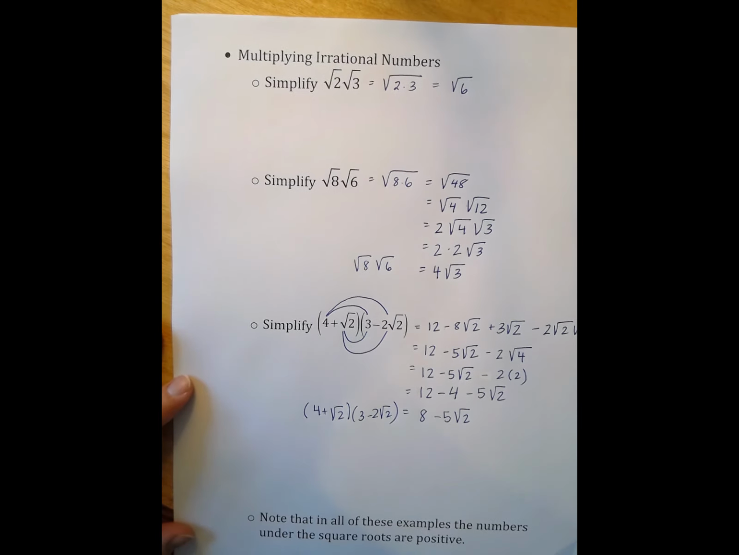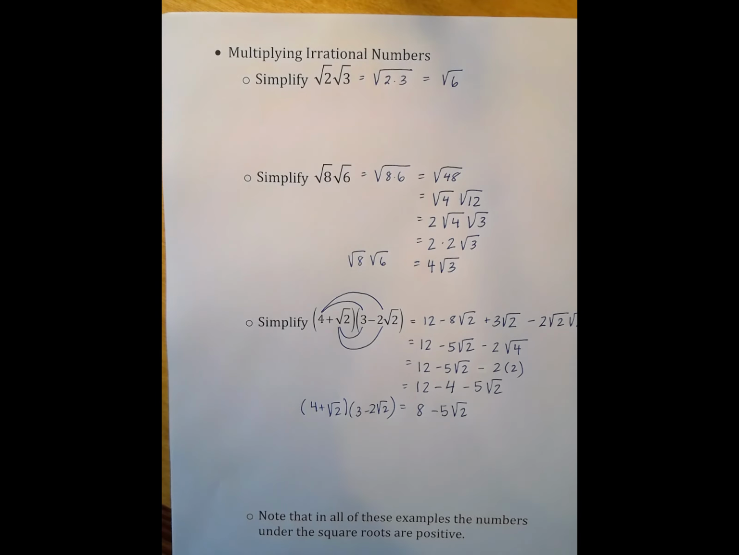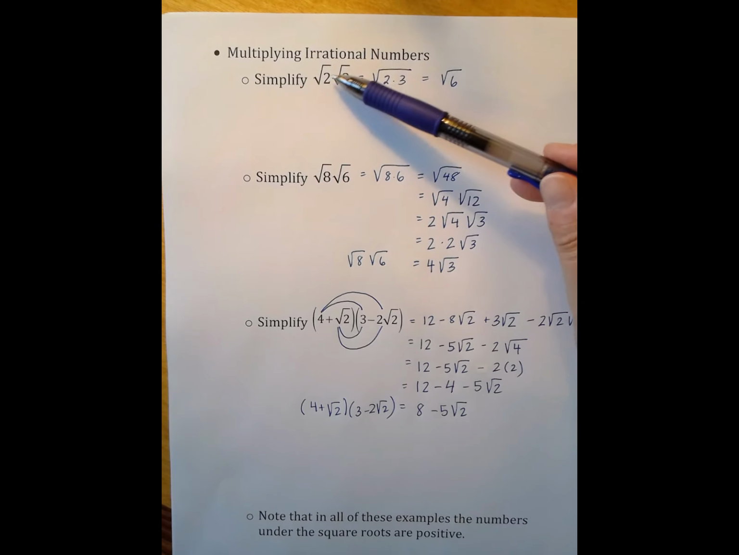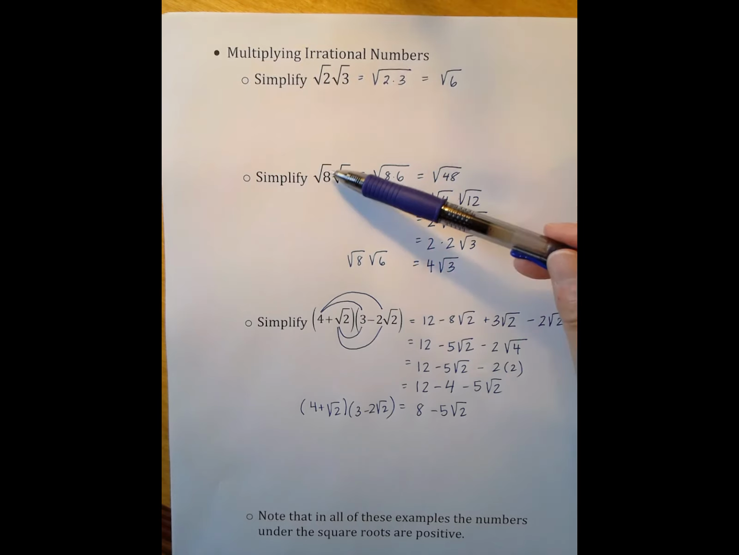And again, just to emphasize the fact that all of these numbers, the numbers underneath the square roots, are all positive. Square root of positive 2, square root of positive 3, positive 8, positive 6, positive 2, positive 2. And so we're going to have to look at what happens when any of those numbers turns out to be negative. And we'll look at that in subsequent notes.